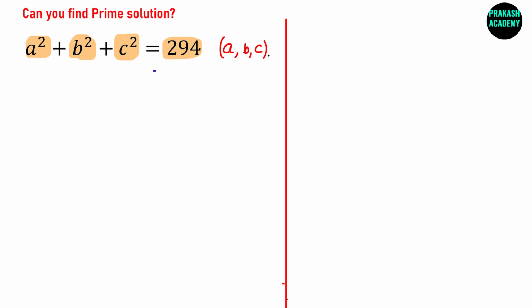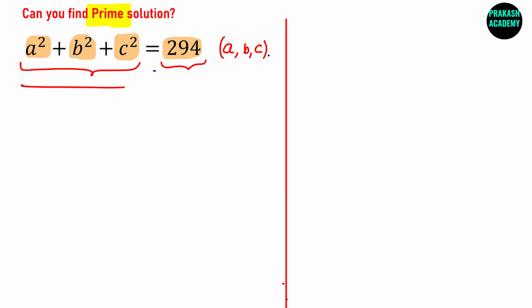So how will you solve this problem? Three unknowns, only one equation. Even though there are three unknowns, we have been given a big hint, and the hint is the solutions are prime. This means a, b and c are prime numbers. Now the second hint I have is that the sum of these three numbers is 294, and 294 is an even number.